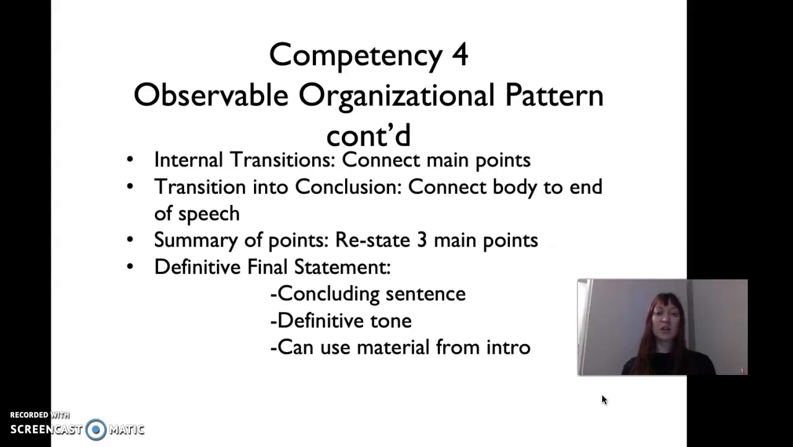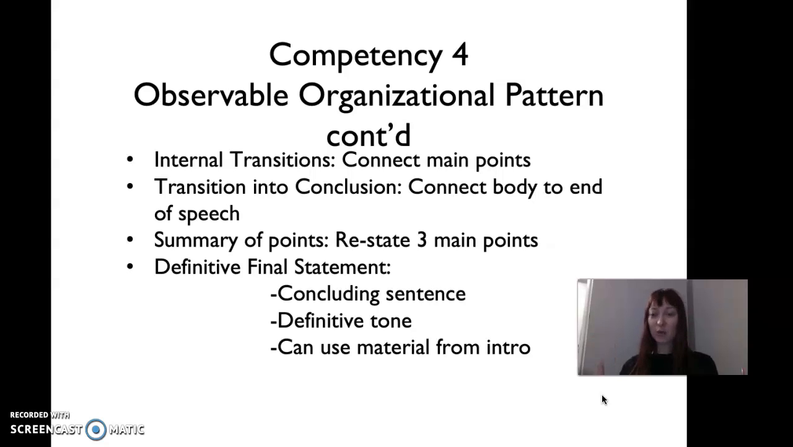And then you'll also connect to the conclusion. Now that you know more about baking a red velvet cake, that could be my connecting conclusion statement, my transition. Then I want to summarize. We covered gathering ingredients, mixing ingredients, baking ingredients. So those three main points. I'm just relisting my main points. And then a definitive final statement.